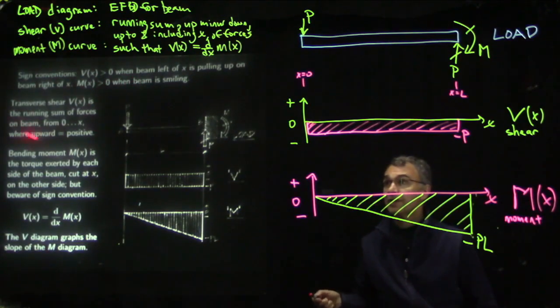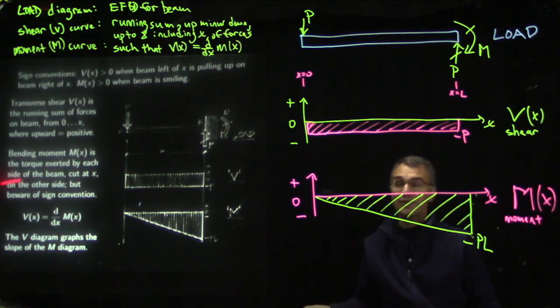So the transverse shear, v of x, is the running sum of forces acting on the beam from 0 up to x, where upward is positive. So then you can clearly see that it should be negative p from 0 until just before L, and then once we get past L, it basically goes back to 0. And the bending moment is the torque exerted by each side of the beam cut at x. You cut the beam at x, you say what torque does one side have to exert on the other, but you have to be careful of the sign convention.